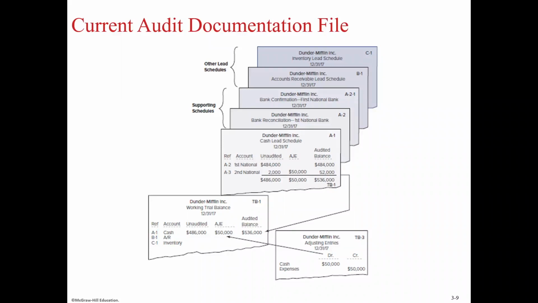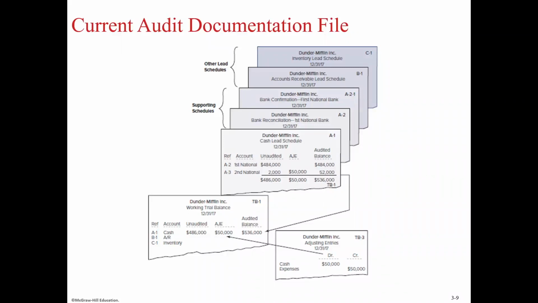So the trial balance here is trial balance TB-1. Notice that on the trial balance, there's references to different lead schedules. A1 for cash, B1 for accounts receivable, C1 for inventory. So for cash, it says A1. I would expect then to go to the upper right-hand corner and see A1, right? That's how these work papers are indexed.